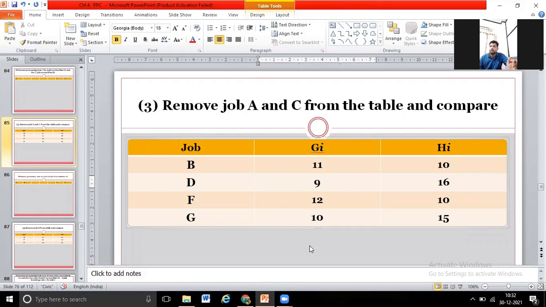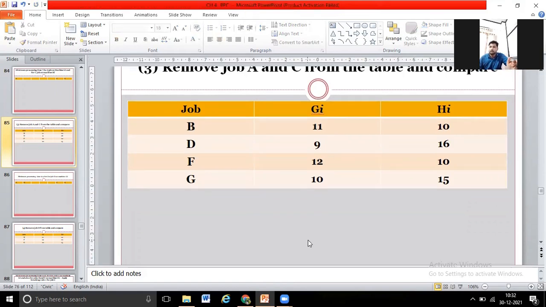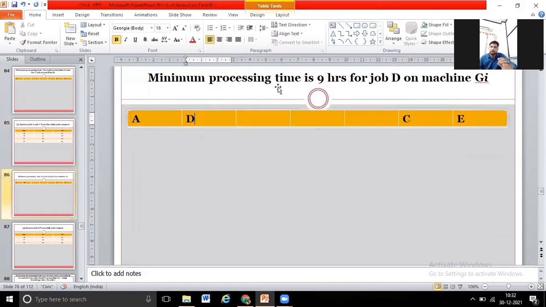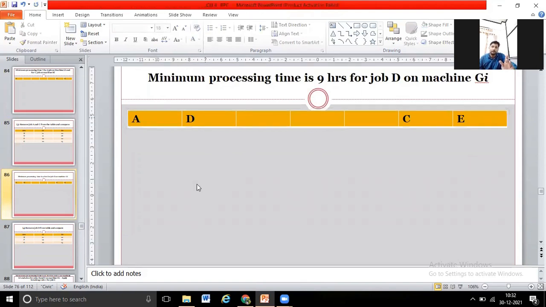So it should have the highest priority in the sequence for the remaining blocks, or for the remaining positions. Okay, so D job will have the highest priority for the remaining position. So minimum processing time is 9 hours for D on machine GI. So for the remaining blocks, we have to provide the highest priority for the D job. So after A, the second should process D job. Okay.